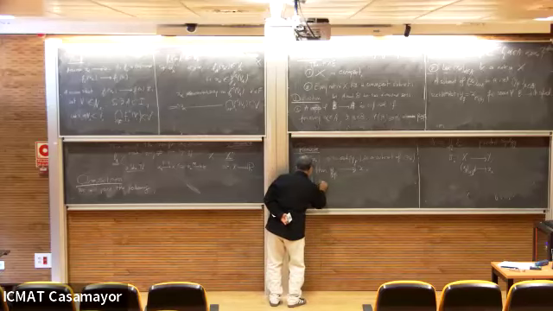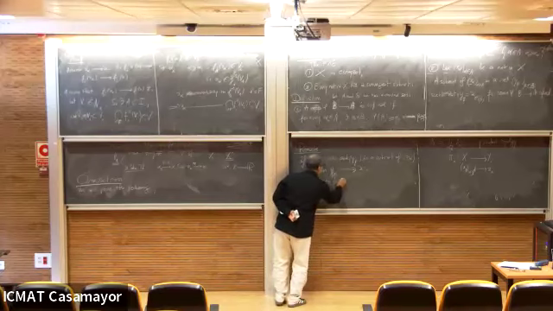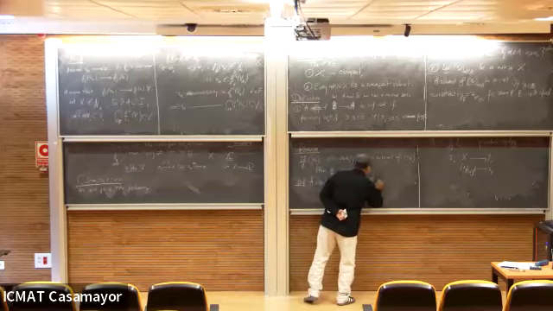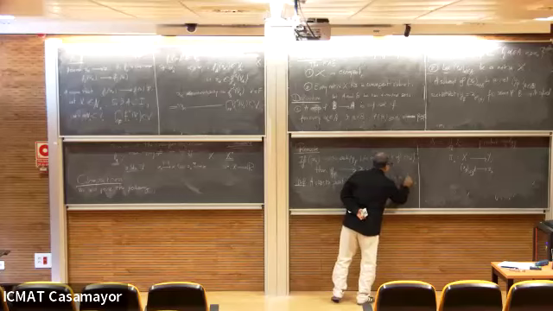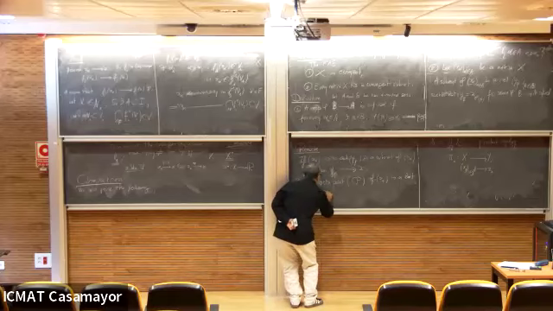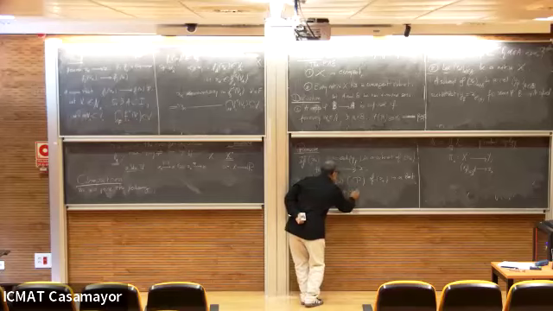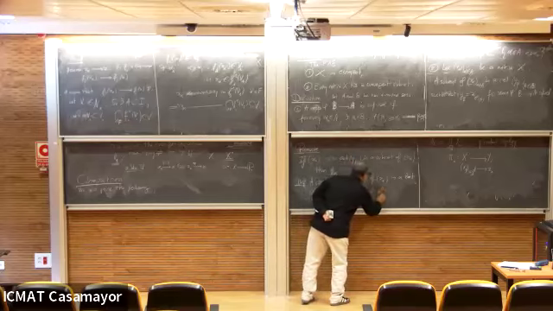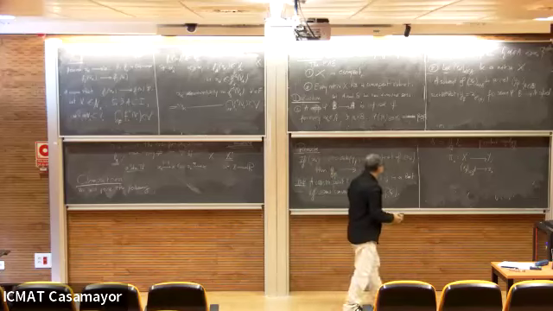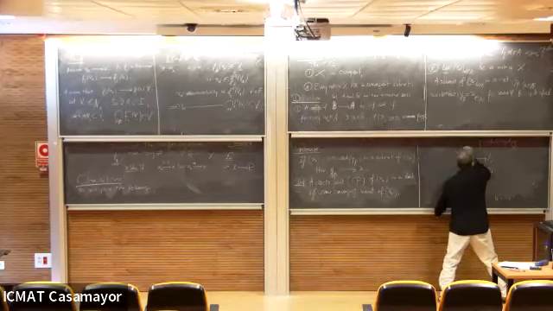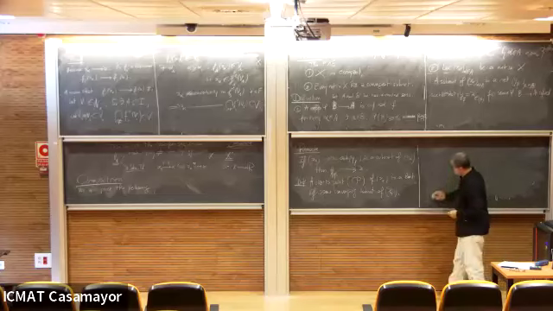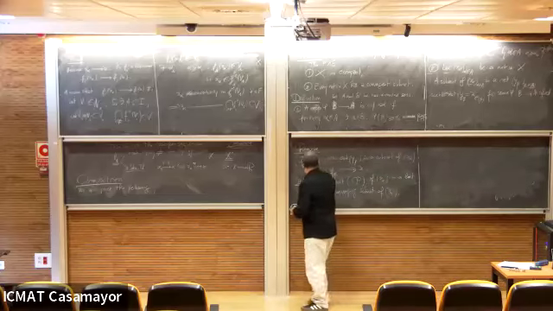Cluster point, I will abbreviate it CP, of X alpha is a limit of some converging subnet of X. Okay.